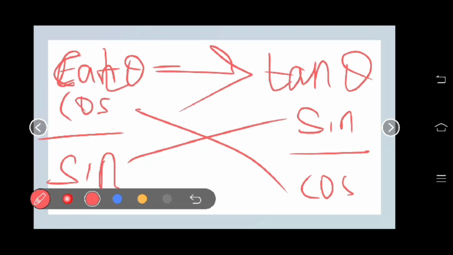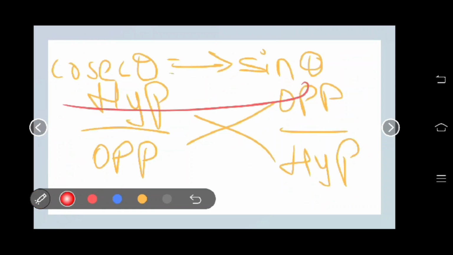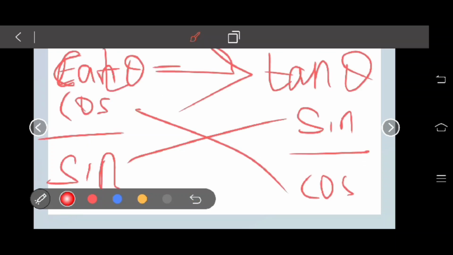So basically sine and cos are independent. Tan is dependent on sine and cos. Cosecant is dependent on sine. Why? Because it is the full opposite. Next, how is secant dependent on cos? Because it is the full reciprocal, you can say. So how is cot dependent on tan? Because it is the full reciprocal.